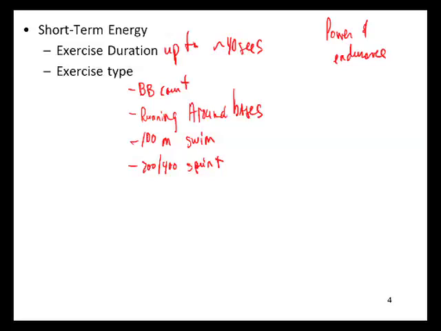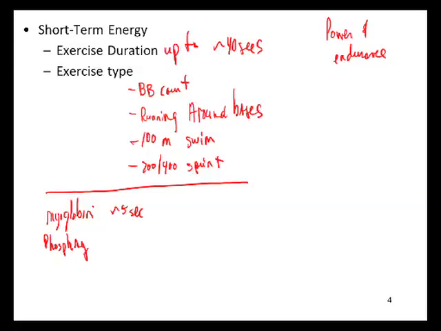So in this type of exercise, the first thing that's going to be used would be the myoglobin. It's going to give you, what I said, about 5 seconds. The oxygen from myoglobin anyway. And then you have the phosphagen system. That's another 5 seconds. So that's our first 10 seconds. That's no different than what we saw before.